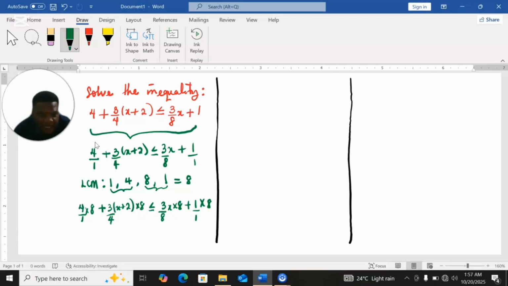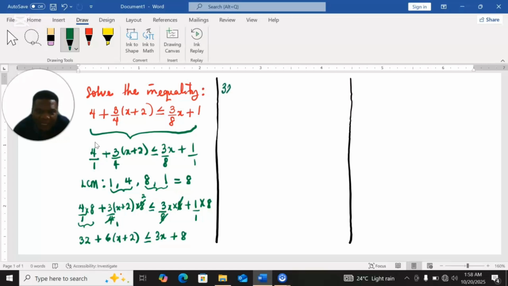Now, this here will give us 32, and this here 4 will cancel to give 1 itself, and then 4 will cancel 8 to give 2. So these 2 would multiply 3 to give us 6 in bracket x plus 2, and this will be less than or equal to 8 cancelling 8 here to give us 3x plus 1 times 8, which gives us 8, of course. Now bringing the problem over here, next we are going to expand.